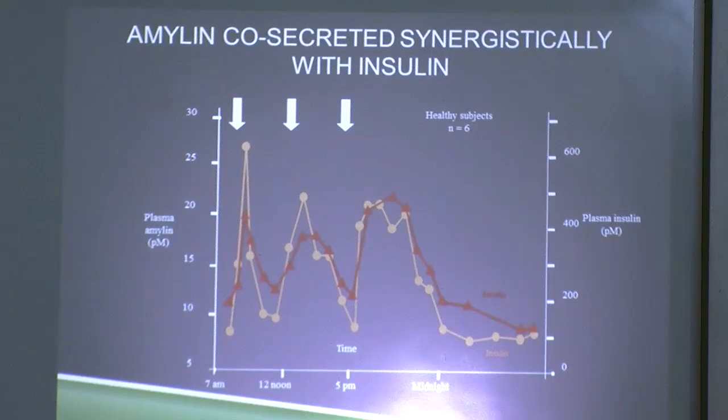So in this graph, on the left shows plasma amylin, and on the right shows plasma insulin. And these white bold arrows show meals. So after a meal, insulin and amylin are co-secreted synergistically, and they're also secreted in a ratio.